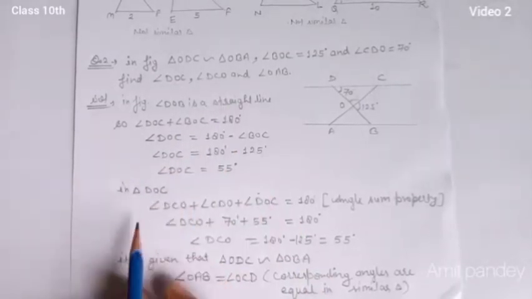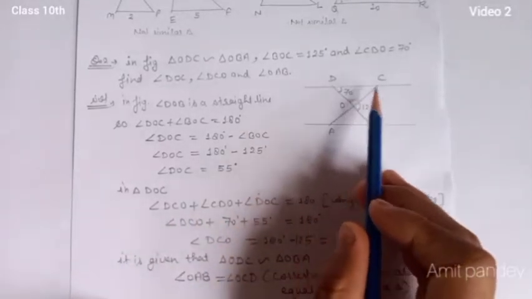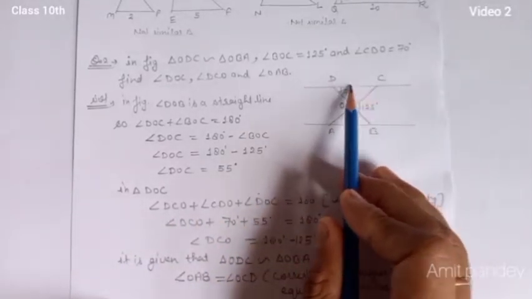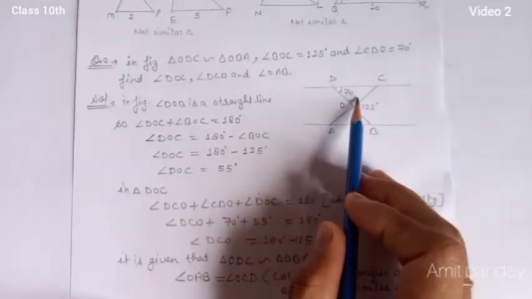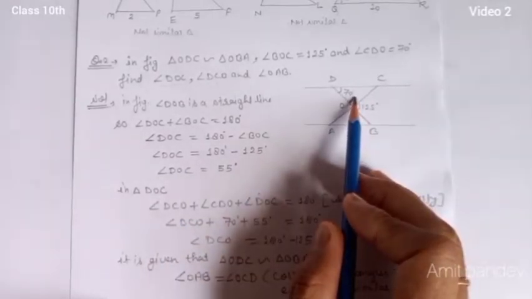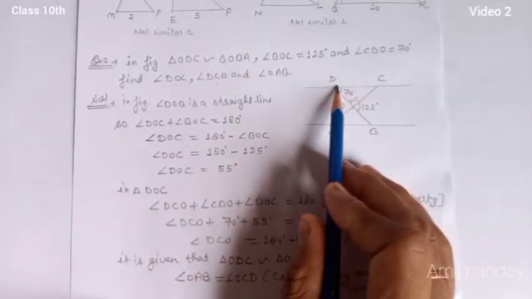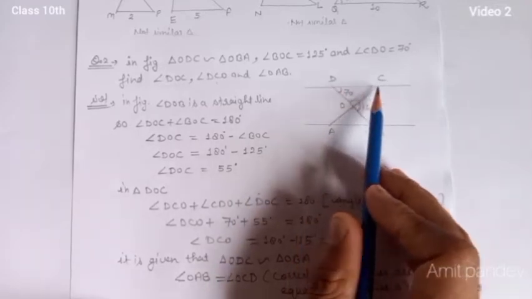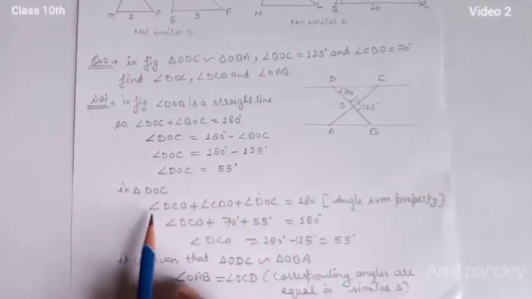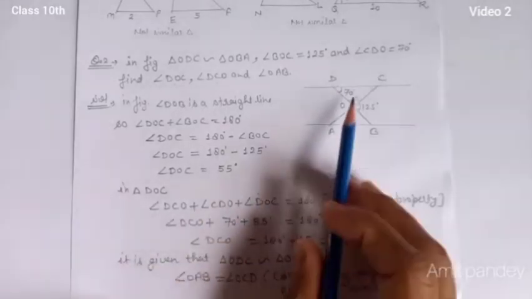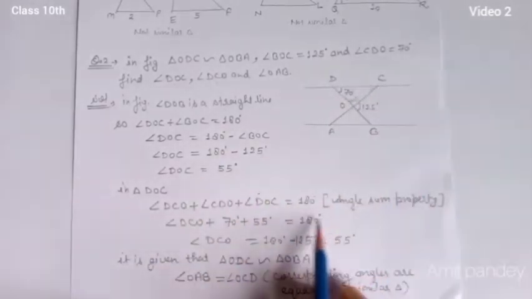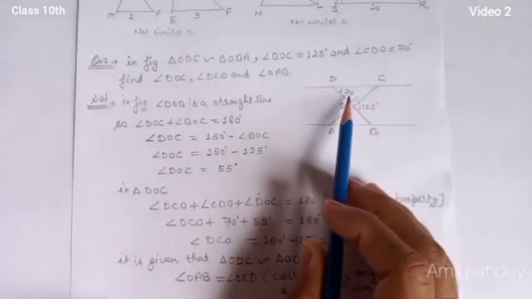So now students, in triangle DOC, we have to find this angle, DCO. We know the measure of this angle DOC, and only one is left. So by using the angle sum property, yes, it's very easy. Students, using the angle sum property means this angle and this angle sum to 180. Now replace the values.